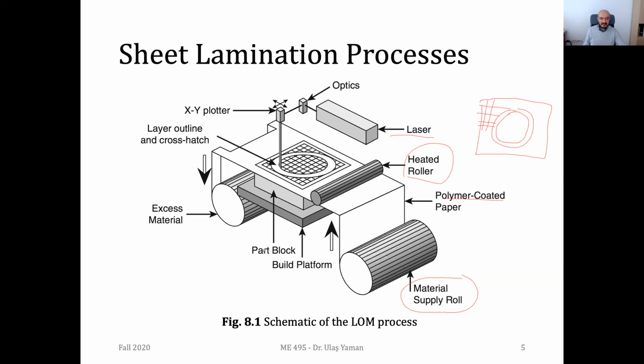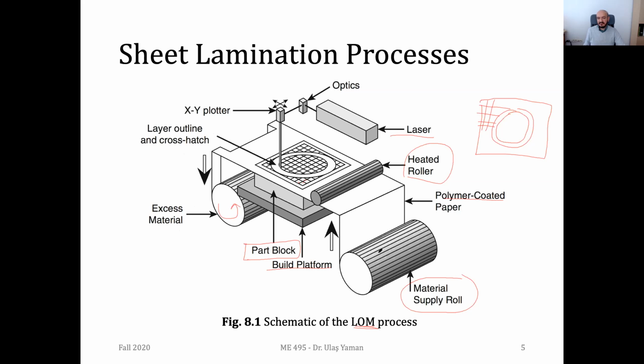So this is it, and obviously our build platform will be going downwards after each layer, and this is the kind of bed we can say, or it's called the part block, and we have the part inside of this block, and the rest is composed of simply these cubes, and they are kind of support structures. And if you are using a roll of material here, then you need to have another roll at the other side, so that excess material will be stored here. It's obviously rotating in this direction. And that is the basic schematic of the laminated object manufacturing process.